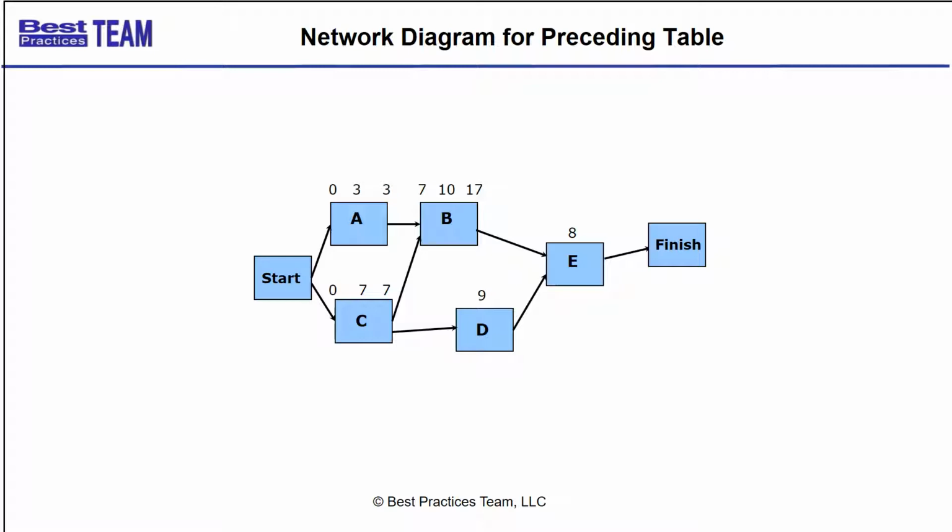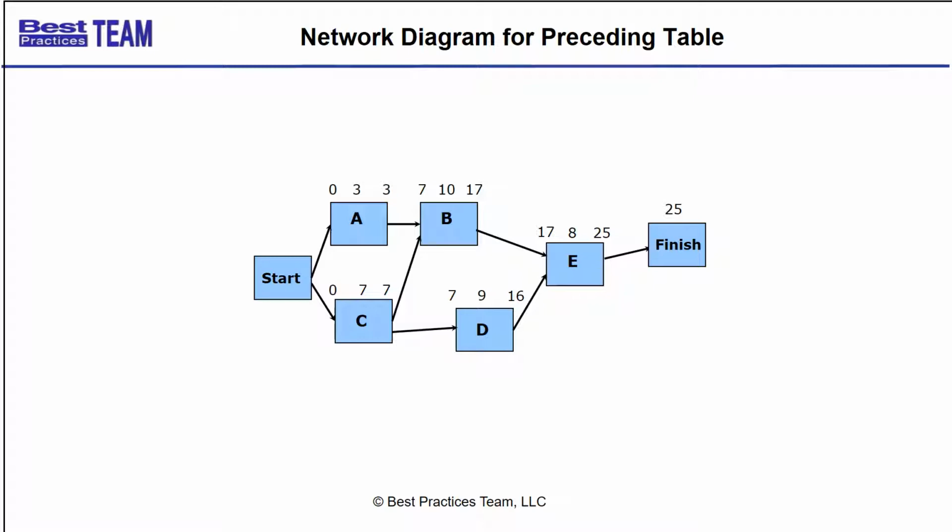So let's go down and do D. D's early start is 7. It's only got the one predecessor. Its early finish is 16. So now we can do E. And which one is driving E's early start? It's the one with the higher early finish date. So B drives E's early start, so that's 17, and its early finish is 25.